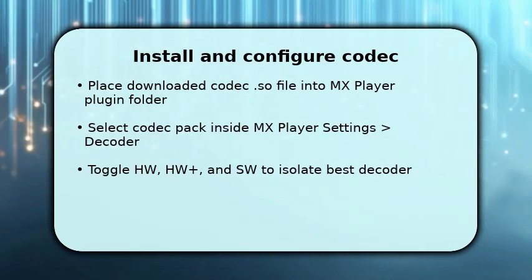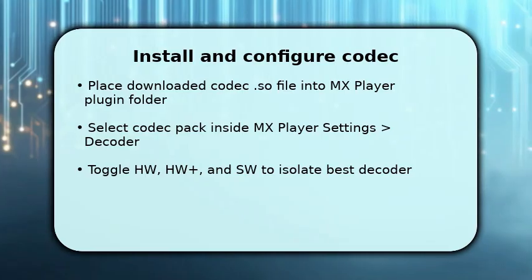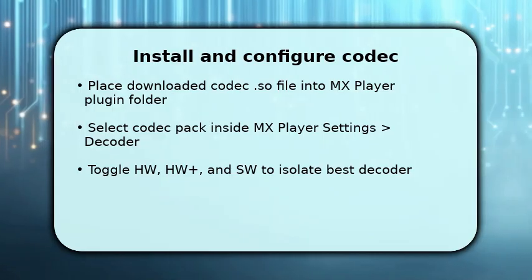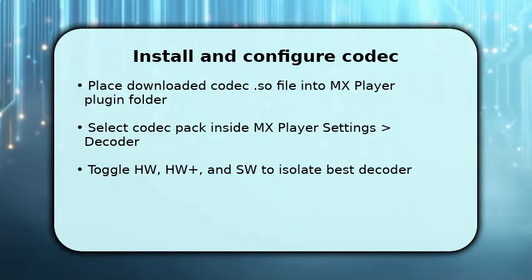Next, move the downloaded codec .so file into MX Player's plugin folder or follow the app prompt to install it. This allows MX Player to detect and use the Eac3 module.